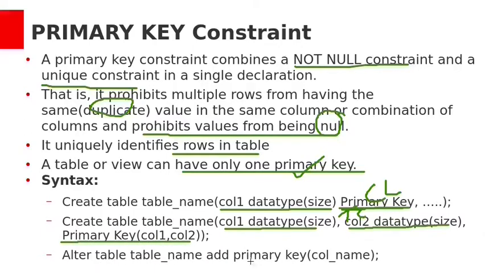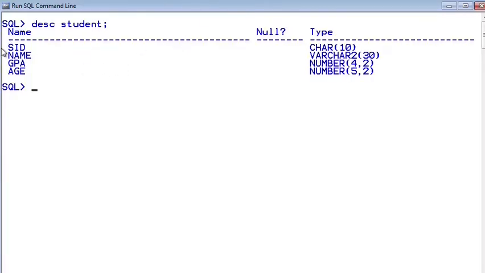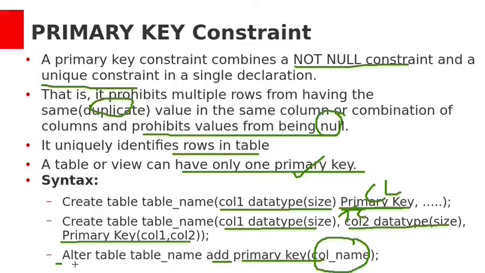We can even add primary key constraint for the existing table by using this syntax. Alter table, table name, add primary key. We need to specify the column name. Let's see the primary key constraint. We have this table student. Let us add primary key for this existing table. Adding primary key for an existing table can be done by using this command. Alter table, table name, add primary key. We need to specify the column name.